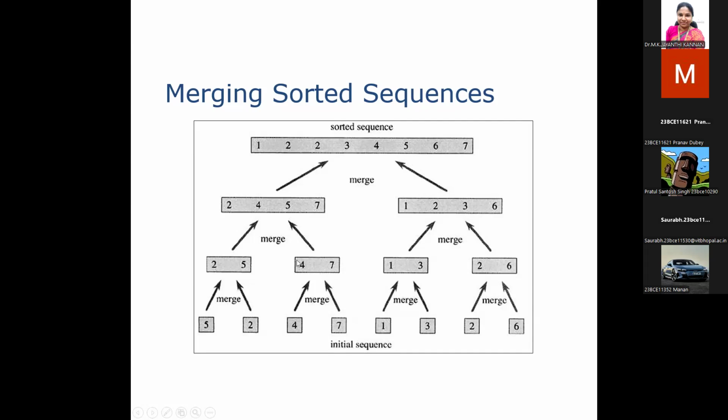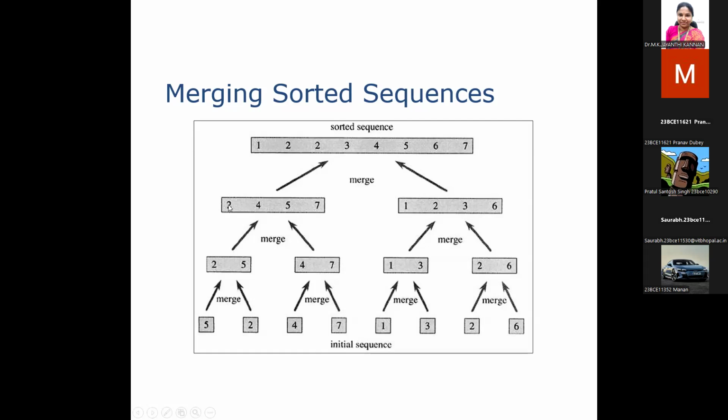This element is compared with this element. 2 is smallest, so it is mentioned, and 4 is greater, so it is mentioned next. Again, 5 is compared with 4; 4 is small, so we leave it. Again, 5 is compared with 7, so 5 is mentioned, then 7. So we are merging and sorting these two lists. The same way, these two lists are compared and sorted. Now this is also in sorted form.